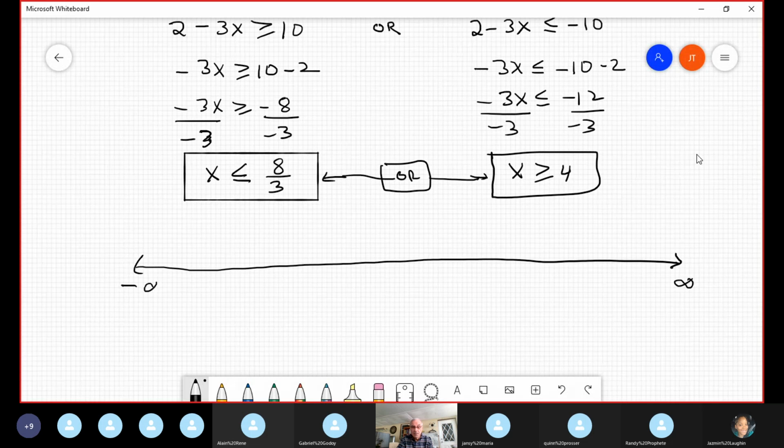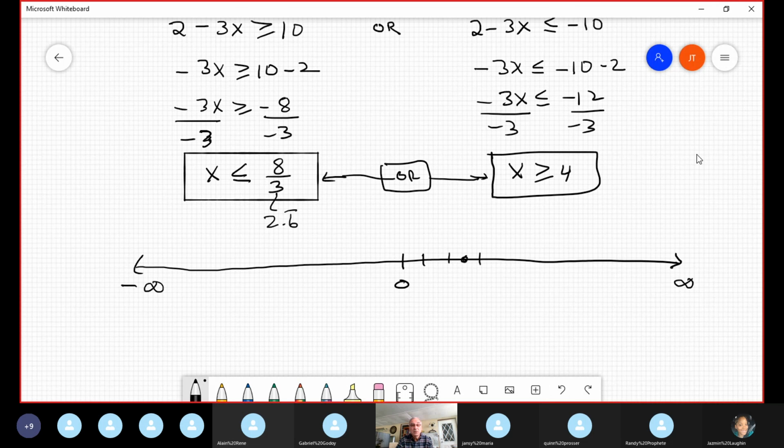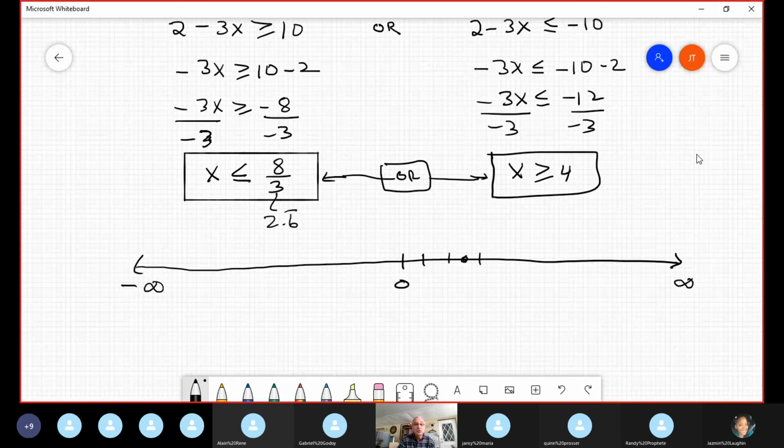Positive infinity, negative infinity, and you put the numbers. This is zero in the middle. 8 over 3 in decimal is approximately 2.6 repeating, so 1, 2, 3, here approximately. 8 over 3. Ah, negative? No, it's positive, because negative divided by negative is positive. Is it okay? Did I do well? 10 minus 2 is positive 8. And positive 8 divided by negative 3 is minus. You are right, mister. Thank you. So it's not positive, it's negative.